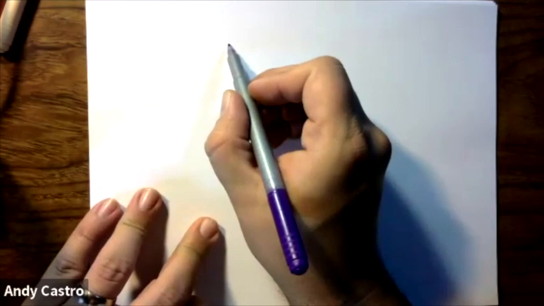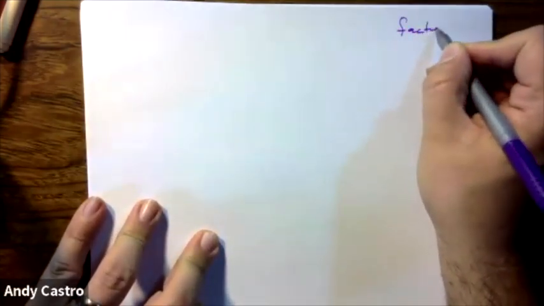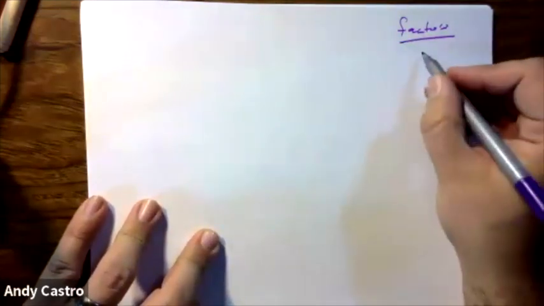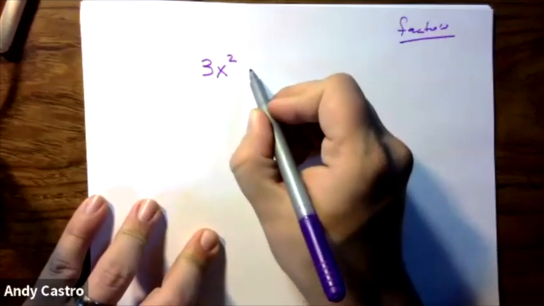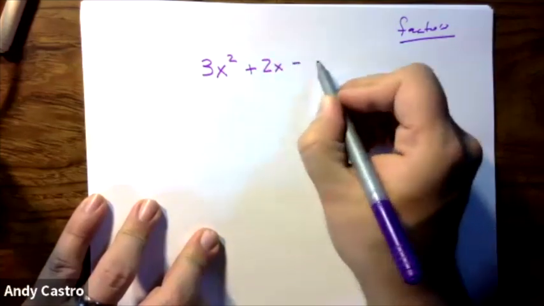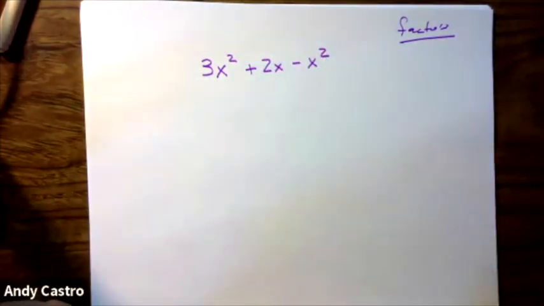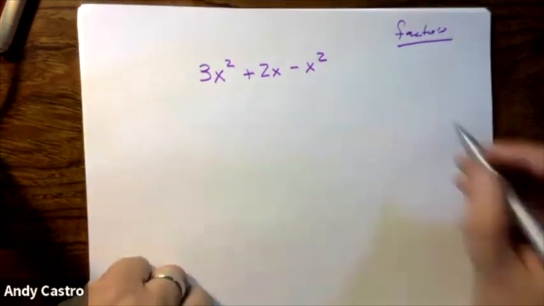All right. So what we want to do now is look at factors. Okay, we looked at terms. Now we're going to look at factors. Remember, factors are things we multiply. So I'm going to give you 3x squared plus 2x minus x squared. The first thing we're going to do is see, can we combine any like terms?